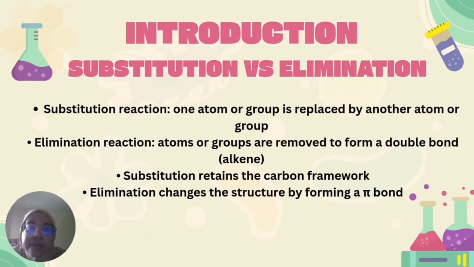Introduction: substitution versus elimination. What are substitution and elimination reactions? A substitution reaction is one where an atom or group is replaced by another atom or group, while an elimination reaction is where atoms or groups are removed to form a double bond, which is an alkene. Substitution retains the carbon framework, while elimination changes the structure by forming a pi bond.